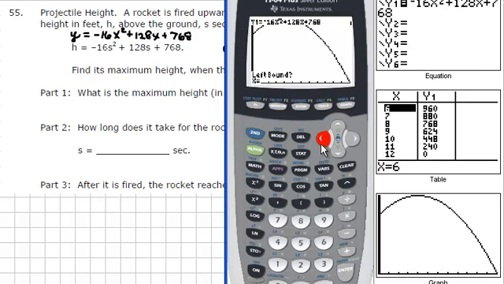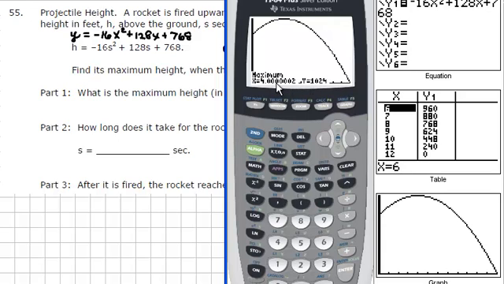So again, use the left arrow key to move to the left of the highest point, press enter, then use the right arrow key to move to the right of the highest point, press enter, and then for the guess, move right to the highest point, press enter, and when the calculator says maximum at the bottom, it gives you the coordinates of the highest point, which is called the vertex. In this case, the x coordinate is 4, the y coordinate is 1024. So the maximum height of the rocket is 1024 feet.